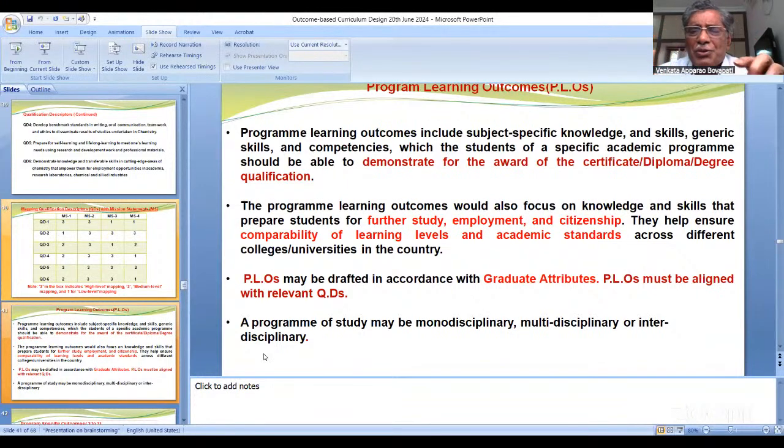Program outcomes must be in accordance with graduate attributes. Program outcomes must be mapped well with program educational objectives also.